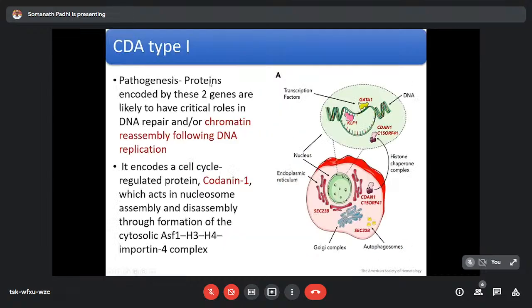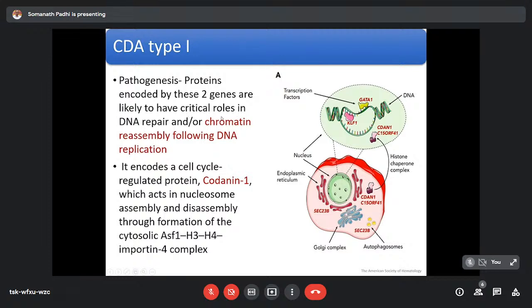And CDA type 1, as I said, this is the nucleus. You can see the different localizations inside the normal cell. This is the nucleus, and this is the endoplasmic reticulum. This is the Golgi complex, and SEC23B is located here, and it helps in autophagy. And CDA1 and C15ORF41 are known as the histone chaperone complex. They are important because CDA1 results from mutation in CDA1, C15ORF41, and GATA1.